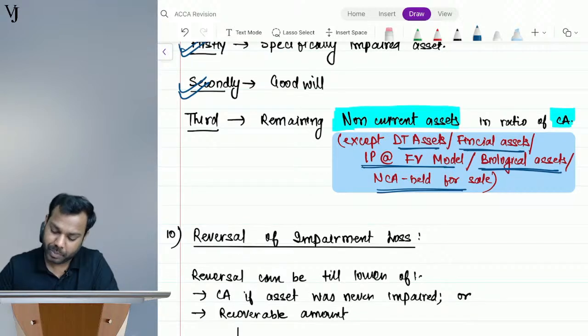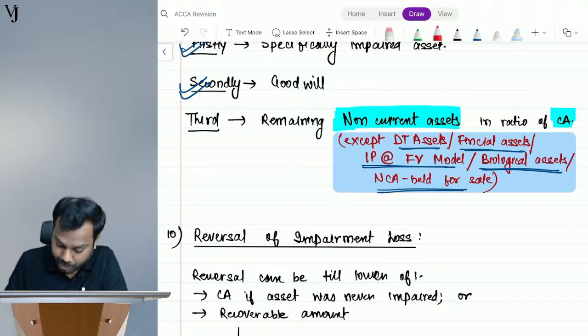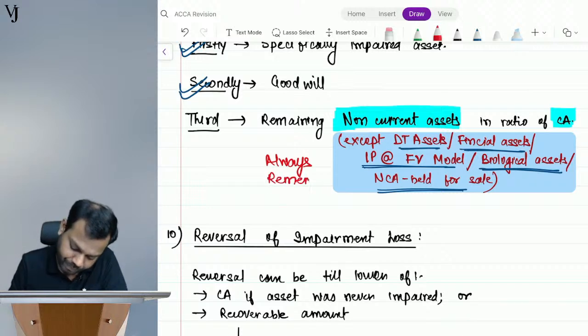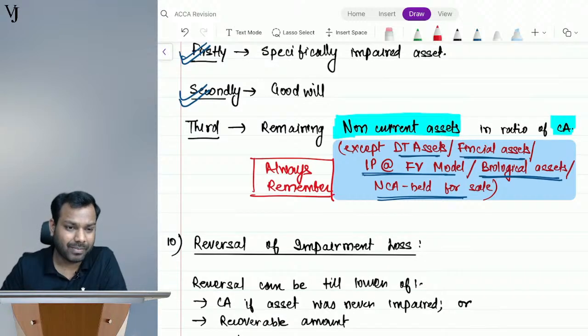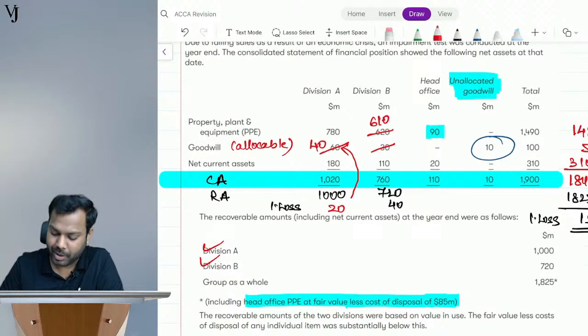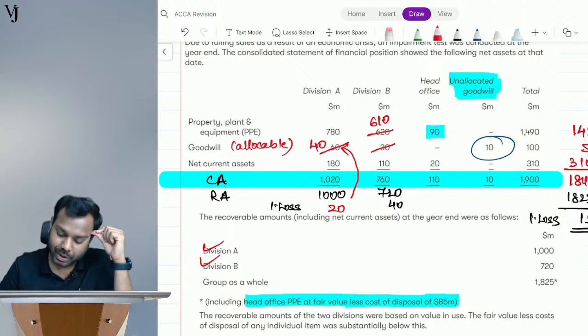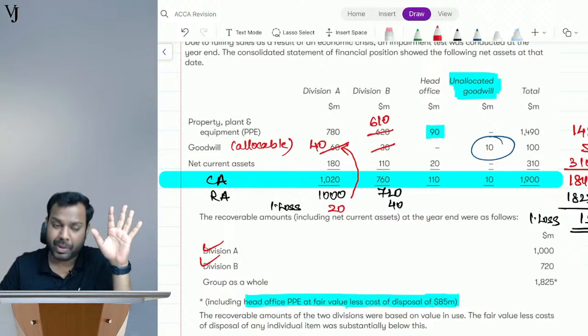Okay, fair enough. So basically, always remember, I am writing it again. Always remember, this is a very, very important point. $180. From where does 180 come? Division B, the carrying amount was 760, the recoverable amount 720, the impairment loss is 40, right? So impairment loss 40. From this I will first impair the goodwill, that is 30, right? Remains 10. I will impair the PPE by 10.